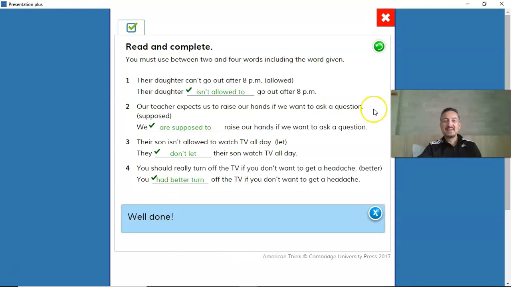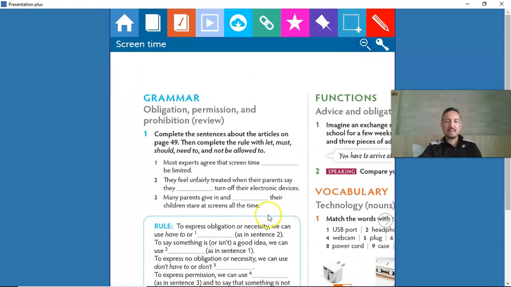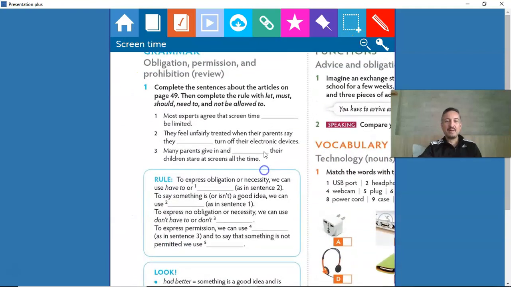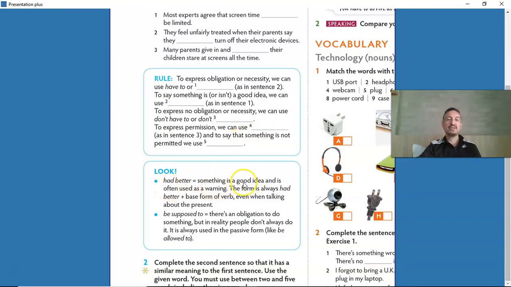All right. So here you have to know all of them. Let is a permission. We have must, which is an obligation that comes from the speaker. Should is a good idea. Need to is a necessity. And allowed to is a permission, or not allowed to, the person is not permitted. And we also have had better, which is a good idea, similar to should. And be supposed to, which is an obligation to do something, similar to must and have to.